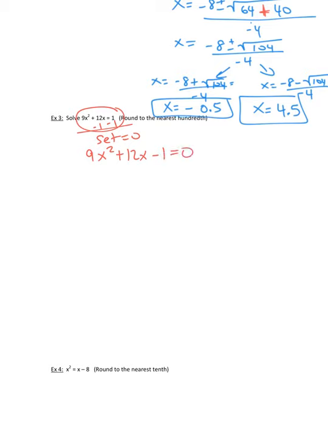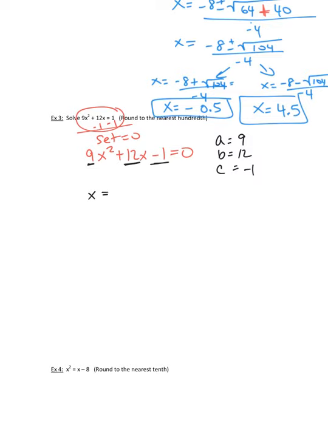Then you could determine, okay, my a value is 9, because that's 9. My b value is 12, because that's 12. And my c value is negative 1, right? Not positive the way it looked in the beginning, but negative 1 when you move it over and set it equal to 0. So feel free to pause me at this time and try to see if you could do this on your own.